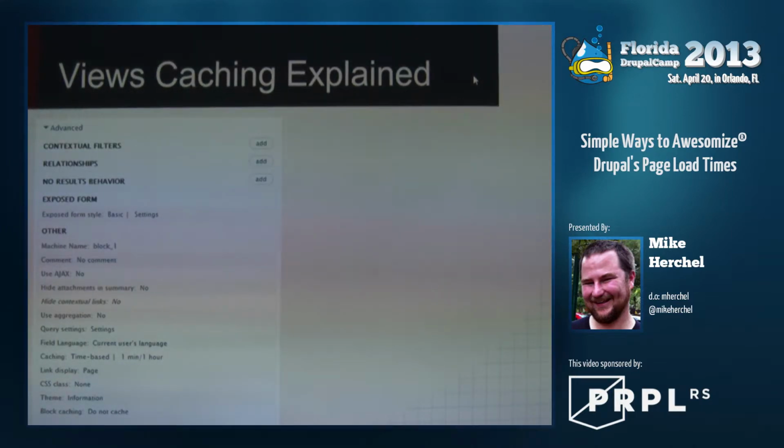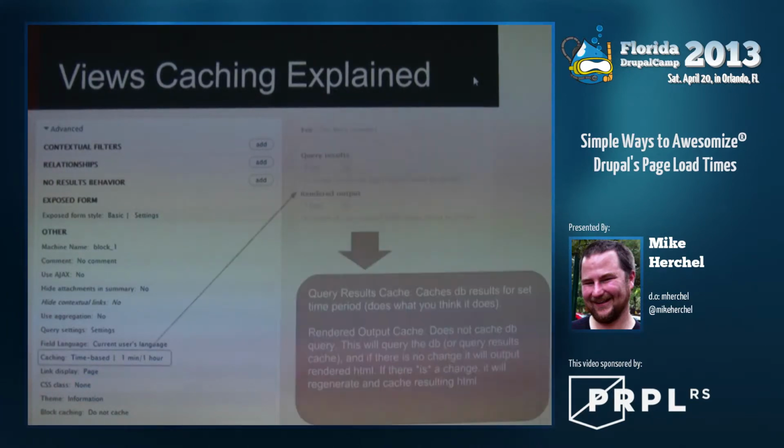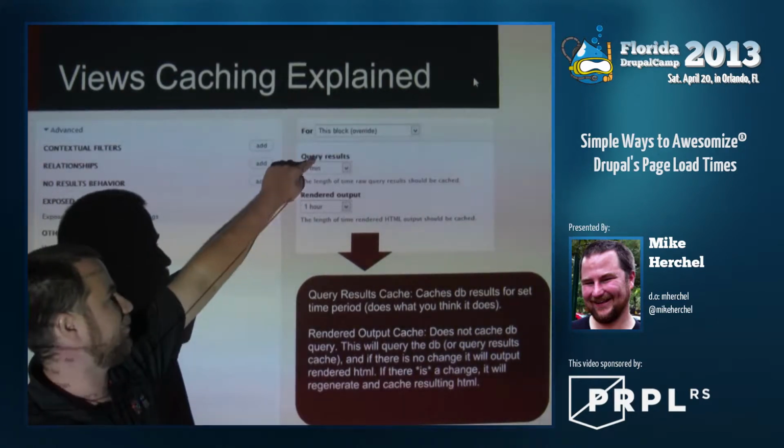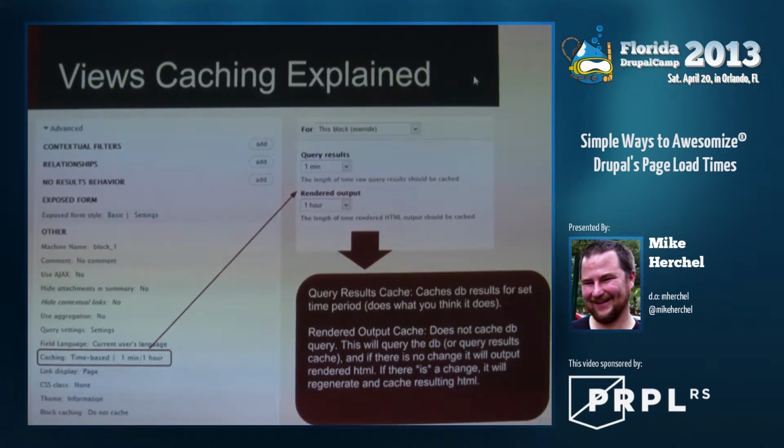Views caching. This is the advanced pane that's hidden by default because of the new Views UI, which is actually really good. To get to it, you edit your view and hit the little advanced button, and it'll drop down. Within here, you have your caching right down there. You have two options: query results or rendered output.